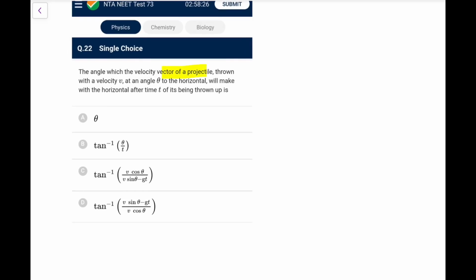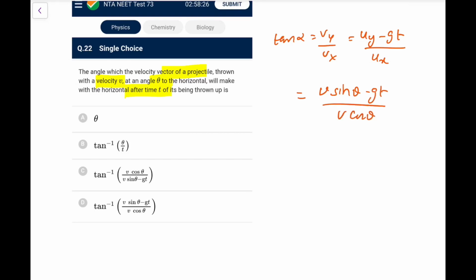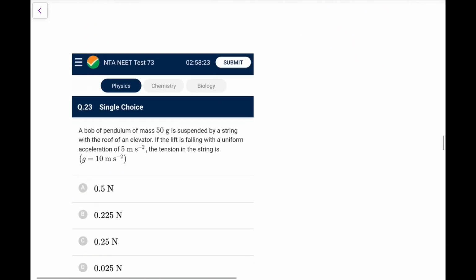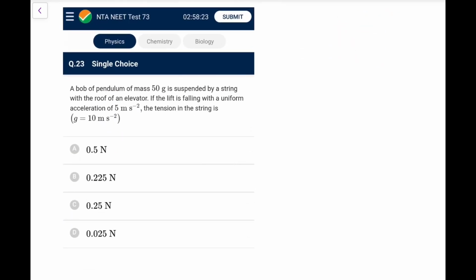The angle with the horizontal which the velocity vector of a projectile thrown with a velocity v at angle theta will make after time. So it's an easy one. Let's call it alpha. So tan alpha would be vy by vx. You write vy as uy minus gt, and vx as ux because vx remains the same. So uy by ux, basically uy is v sin theta minus gt, and this is v cos theta. So clear cut, we are getting the option D, that alpha would be tan inverse of v sin theta minus gt upon v cos theta. So that's an easy one.